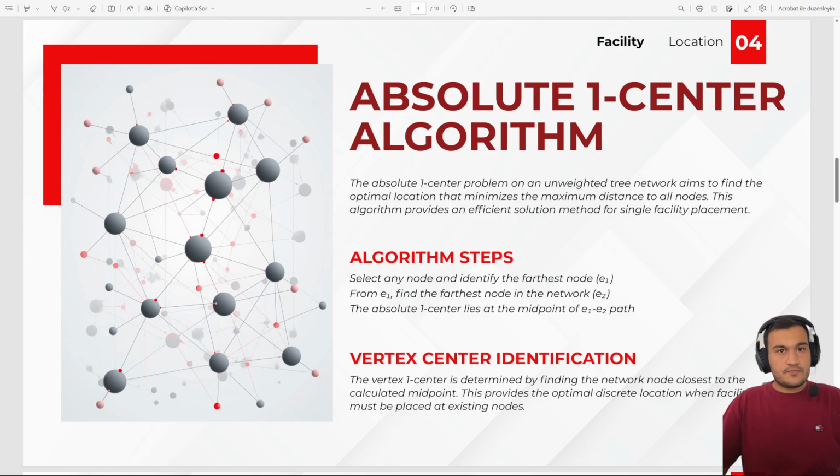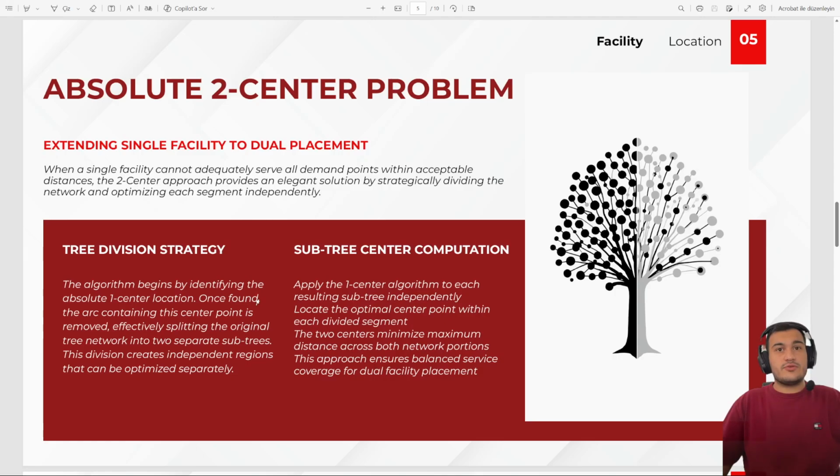You know, if you must place the facility on an existing node rather than a midpoint, you use vertex center identification. You simply find the network node closest to the calculated midpoint. This gives you the best discrete location, actually. Now we are going to talk about the absolute two center problem. This is for dual placement, not just for one facility.